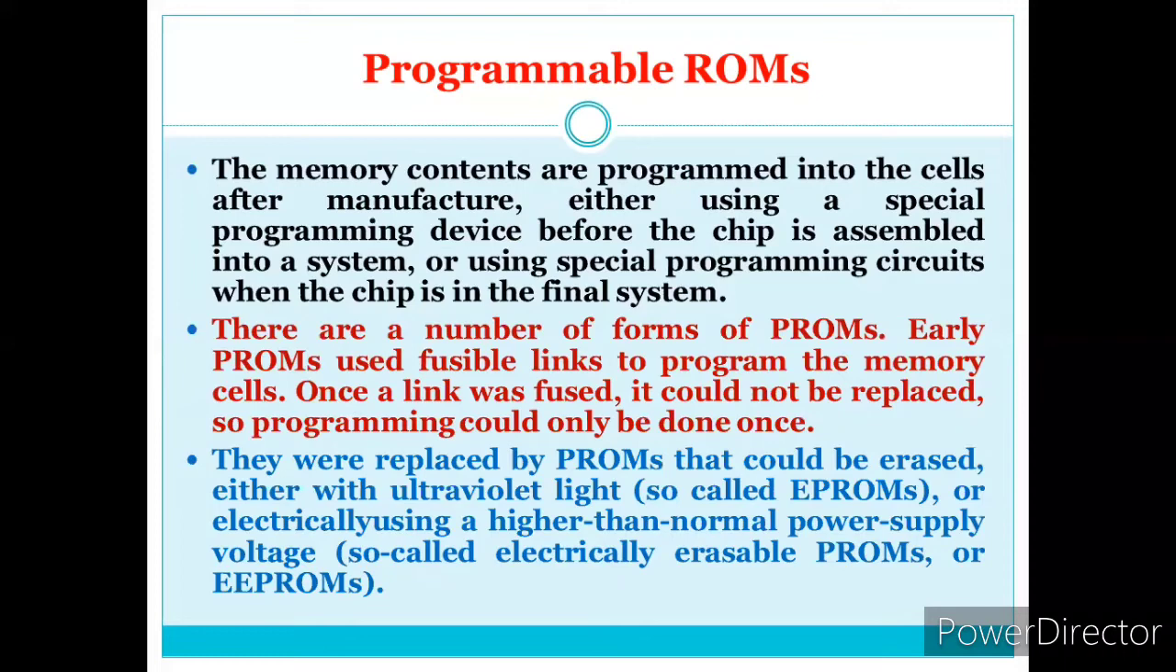There are a number of forms of programmable ROM. Earlier, they made use of a fusible link to program the memory. A fusible link was programmable only once. Once the link was fused, it could not be replaced, so programming could be done only once.